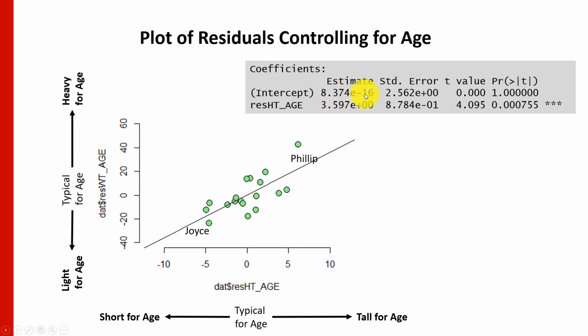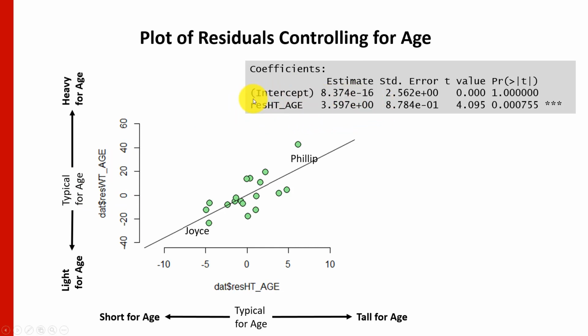It really is 0. R is just going down to a very, very small number and being a little bit picky. But the slope of the residuals is 3.597, right? So for every 1 point increase in age, every year older you are, in your height residuals, for every 1 inch taller you are than we would predict from your age, you gain 3.597 pounds than we would predict for your age. So this is the slope of the line through the two sets of residuals.